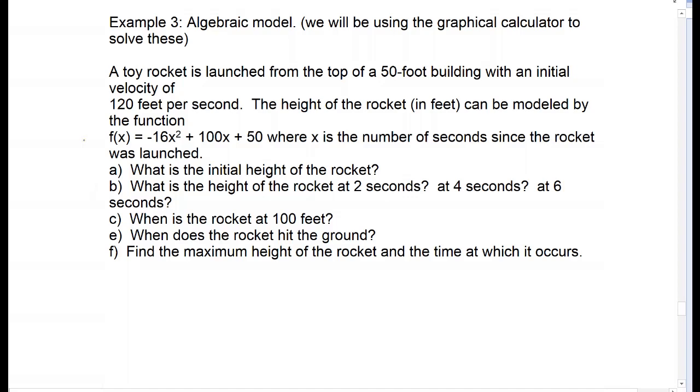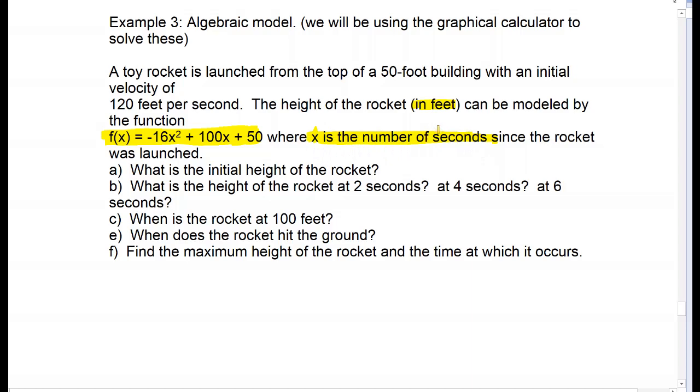A toy rocket is launched from the top of a 50-foot building with an initial velocity of 120 feet per second. The height of the rocket in feet can be modeled by this function. So there's my function, which I am going to graph in a second, where x is the number of seconds, and the height is in feet. All right, so x is the number of seconds after it was launched, right?